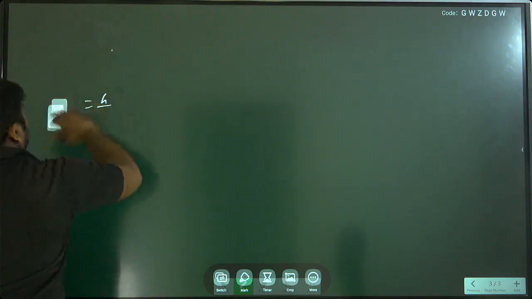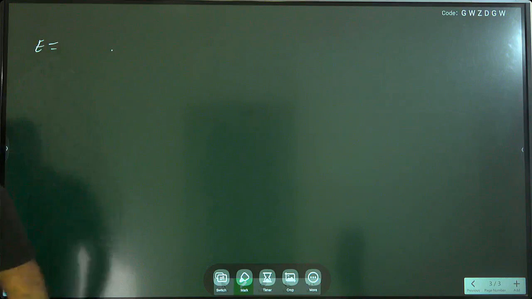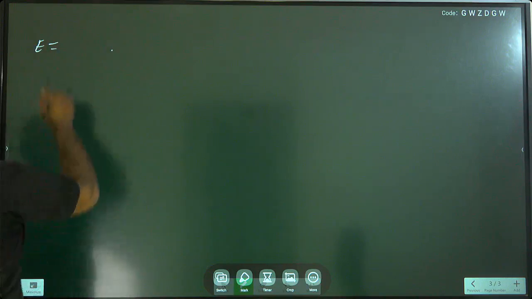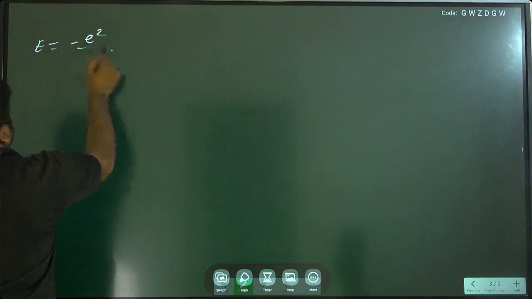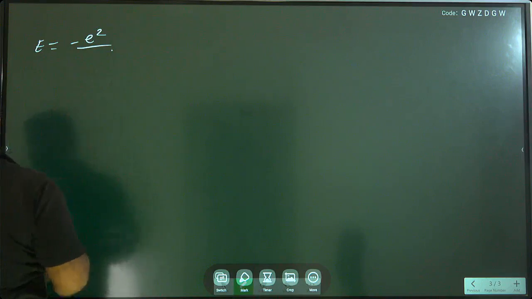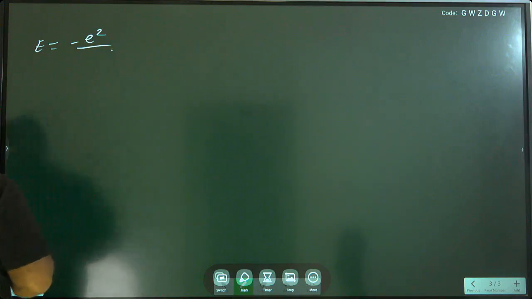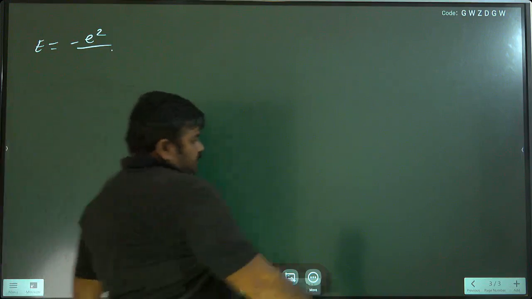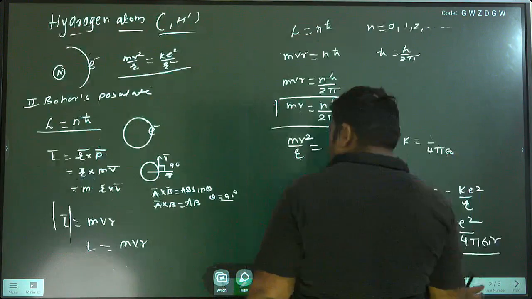Okay, now see, then energy is equal to how much? Then energy E is equal to, what was our answer? E is equal to minus e square upon 8 pi epsilon naught r. Yes or no? What is the energy? Energy E is equal to, how much are we getting?